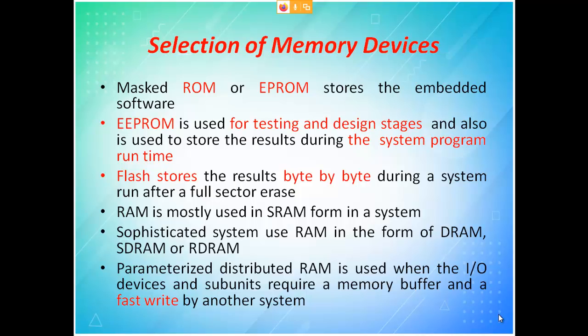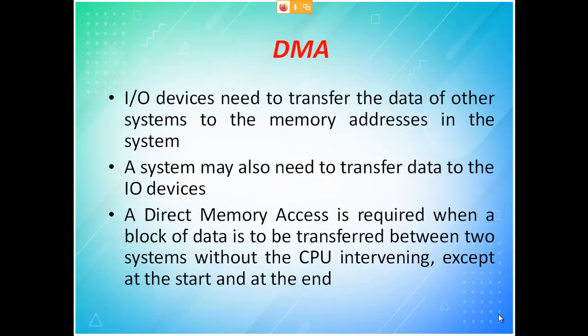Flash stores the result. Flash memory is RAM memory, like I told, the pen drive. Whenever you type a Word file and store it, you will store it in flash, like in your pen drive. You will store it byte by byte. RAM is mostly used as SRAM. Then you have SRAM, DRAM. All that are some advanced methods of storing.